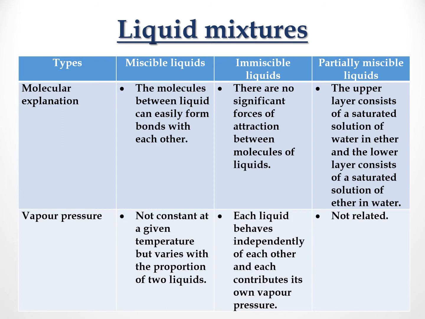Vapor pressure is not constant in miscible liquids at a given temperature, but varies with the proportion of the two liquids. As for immiscible liquids, they have individual vapor pressures. For partially miscible liquids, it is not related.